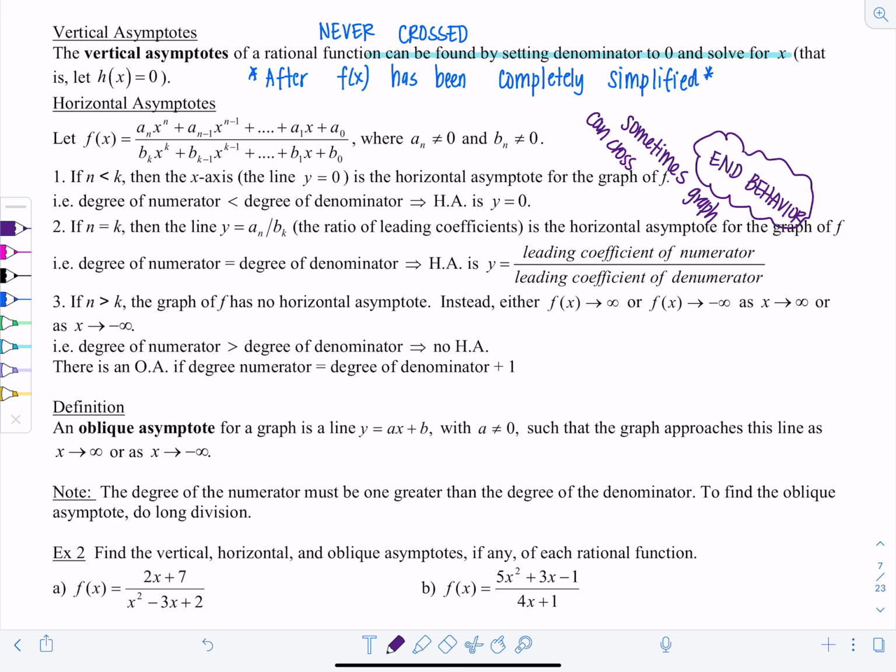So horizontal asymptotes don't come because of a domain restriction. It just tells you end behavior. You can cross them. Maybe you have a rebel function in the short term. Vertical asymptotes, never going to happen.